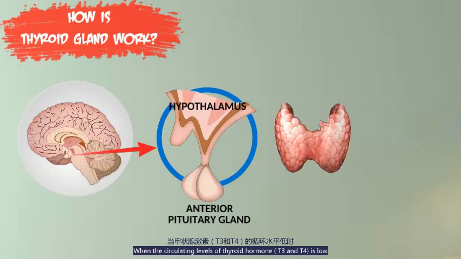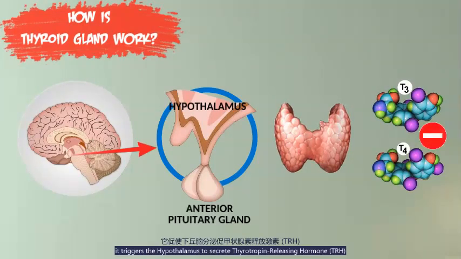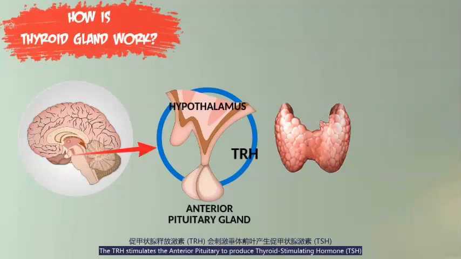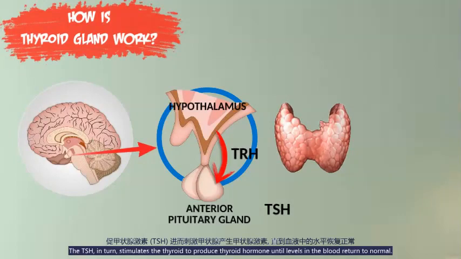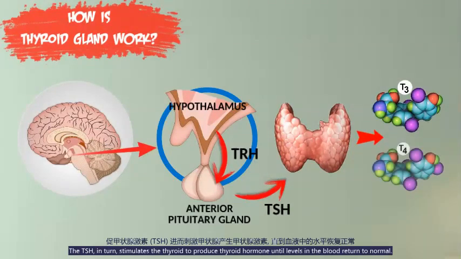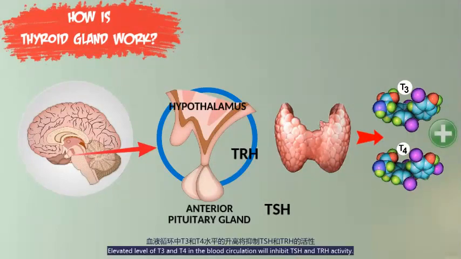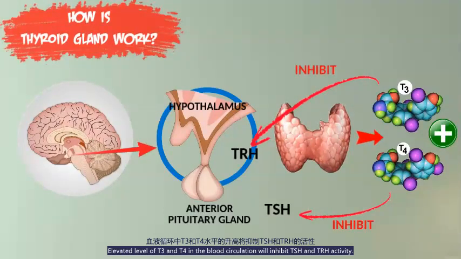When the circulating levels of thyroid hormone, T3 and T4, are low, it triggers the hypothalamus to secrete thyrotropin-releasing hormone, TRH. The TRH stimulates the anterior pituitary to produce thyroid-stimulating hormone, TSH. The TSH, in turn, stimulates the thyroid to produce thyroid hormone until levels in the blood return to normal. Elevated levels of T3 and T4 in the blood circulation will inhibit TSH and TRH activity.